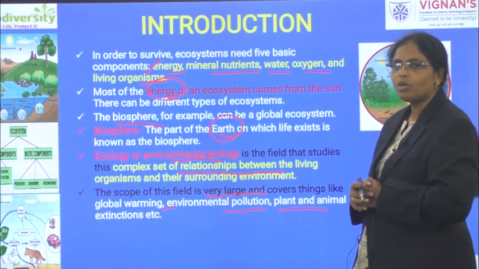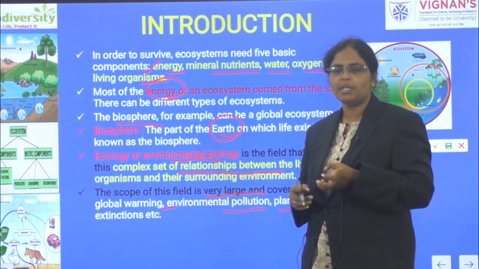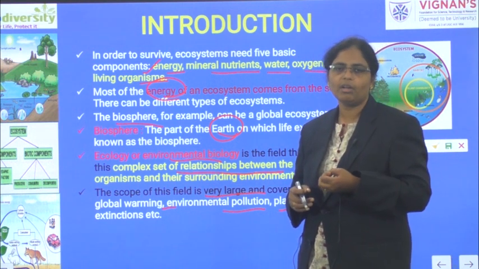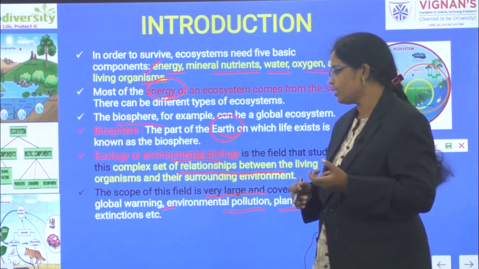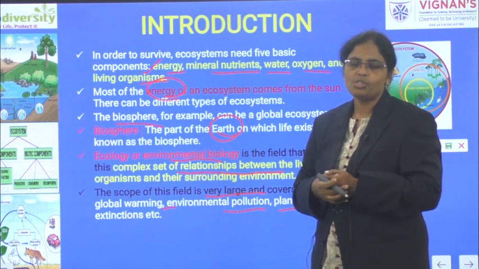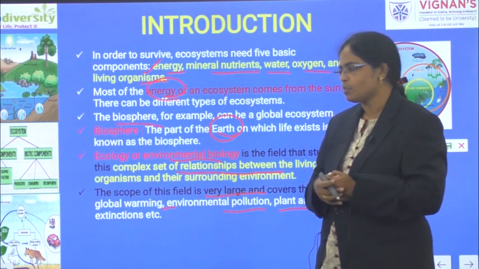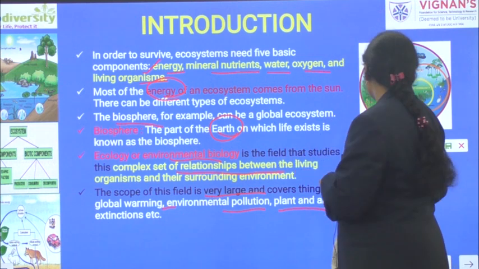Sometimes because of these human activities, the plants as well as animals are in the threatened category or in the endangered category. Because of this, sometimes the population will reach an extinct stage. So we need to conserve this particular ecosystem to maintain the ecological balance.